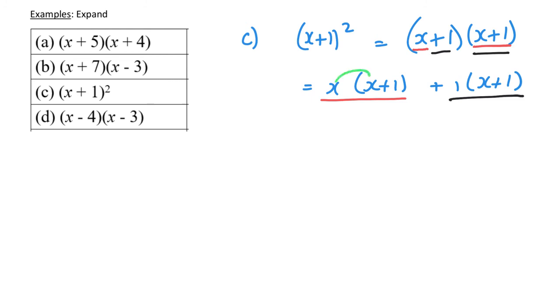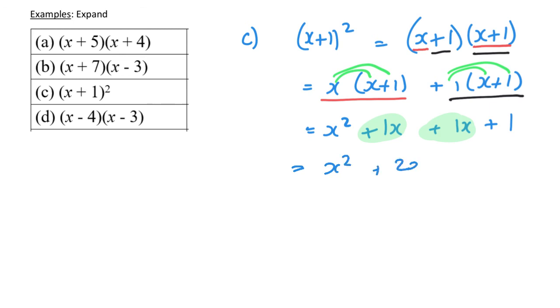So to do this, we multiply inside the bracket by the term immediately outside. So we're going to have x multiplied by x, which is x squared. x multiplied by 1 is 1x. Then we've got 1 times x, which is 1x, and 1 times 1, which is 1. We look for similar terms, and we can see we've got a 1x and another 1x. They combine together to give 2x. So we're going to have x squared plus 2x plus 1.